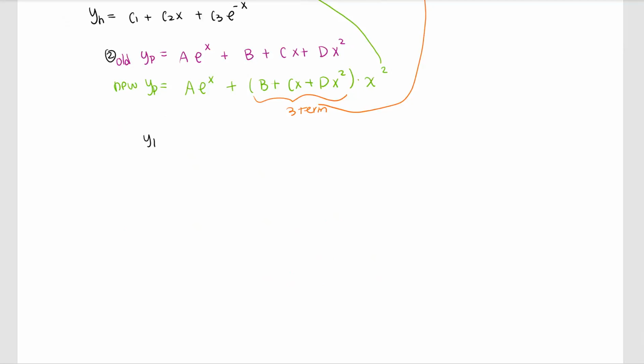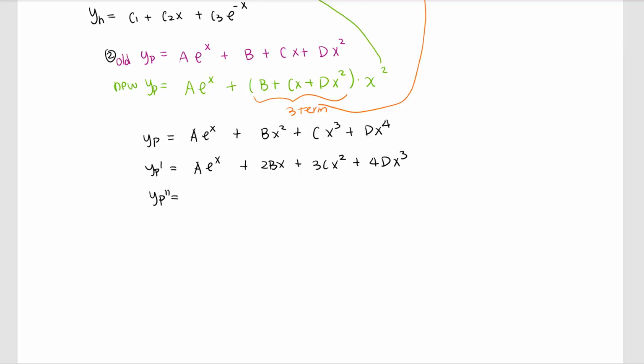So we multiply out: bx squared, cx cubed, dx to the 4th. And then we differentiate a e to the x. The derivative of that is, 2bx, this is 3cx squared, this is 4dx cubed, right? We also need to take the second derivative. For the second derivative, we still have a times e to the x. Here we have 2b, here we have 6cx, here we have 12dx squared.